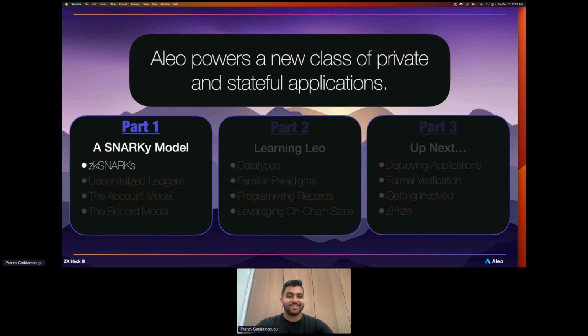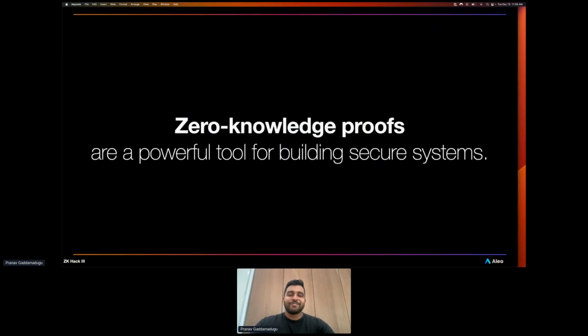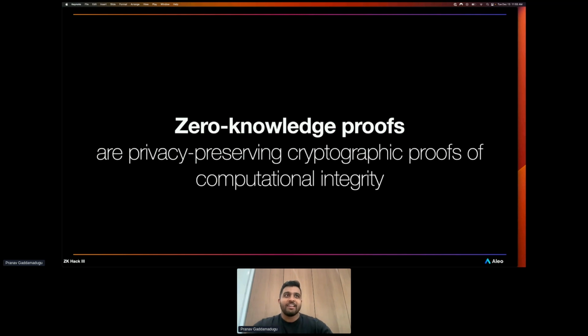So, SNARKs. I think it goes without saying, especially now that we're here at ZK Hack, that zero-knowledge proofs are a powerful tool for building secure systems. Specifically, zero-knowledge proofs are privacy-preserving cryptographic proofs of computational integrity.